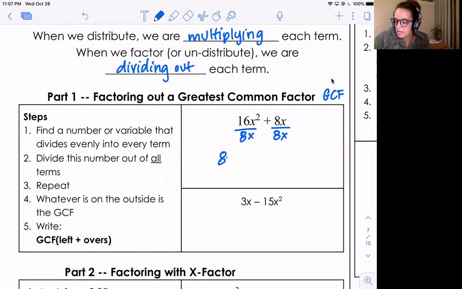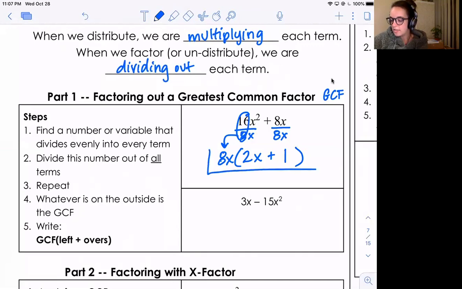Whatever I divide out is going to go on the outside, and whatever is left is going to be on the inside. So 16 divided by 8 makes 2. Then x squared divided by x, 2 on top, 1 on bottom, one of each is going to cancel and leave me with 1x. And then plus 8x divided by 8x would be positive 1. Anything divided by itself is 1. So this is how we would factor out a GCF from our expression here.